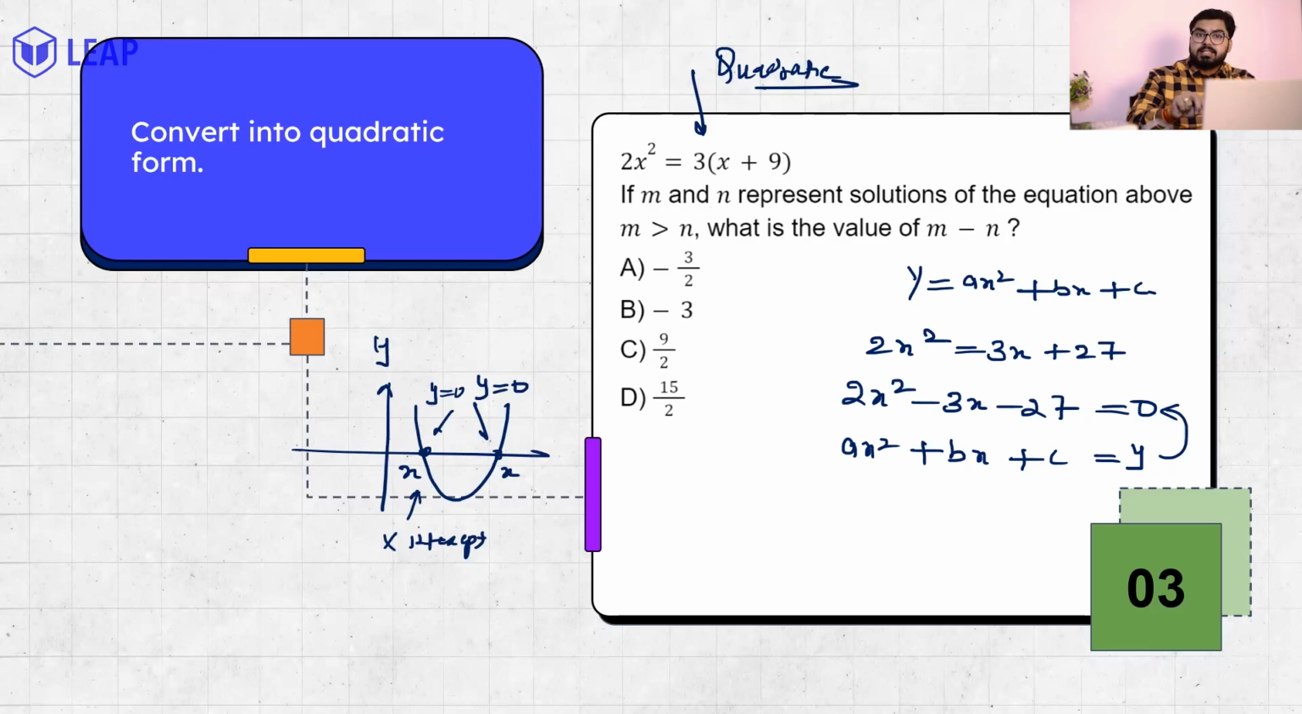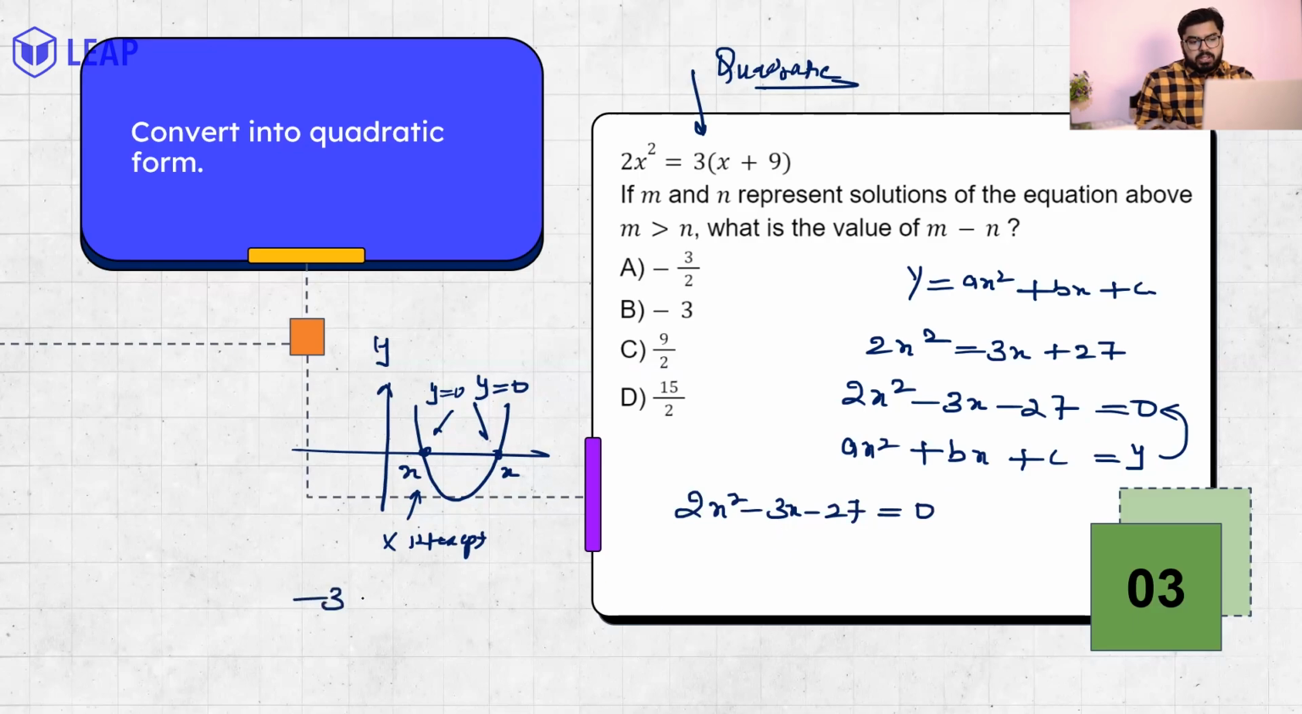Whenever x is 0, we talk about the y-intercept, right? So one thing is for sure, that we have to find the x-intercept. Now, one way is that you can factor it out by splitting the middle term. How do you split the middle term? Let me just show it to you. For example, this is 2x square minus 3x minus 27 equal to 0. If you want to factor it out, you split the middle term. What is the middle term?